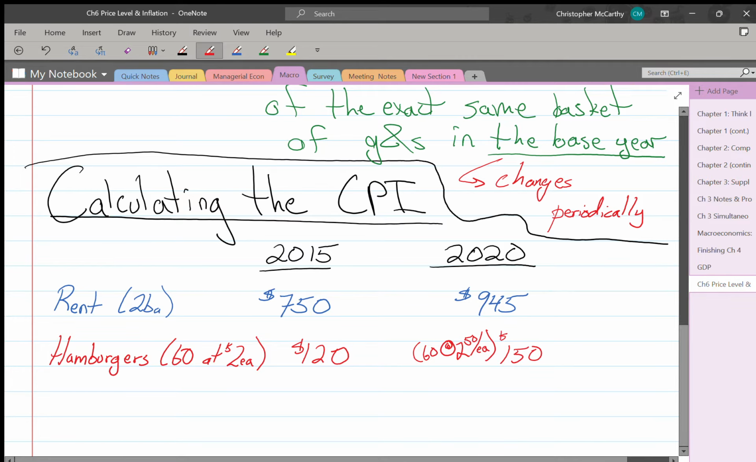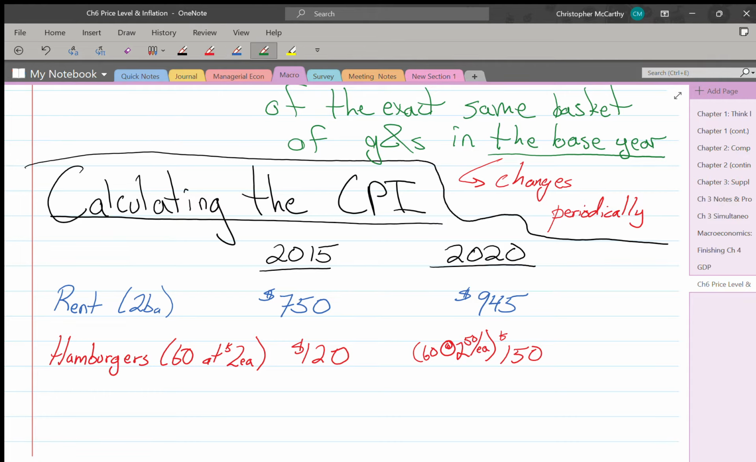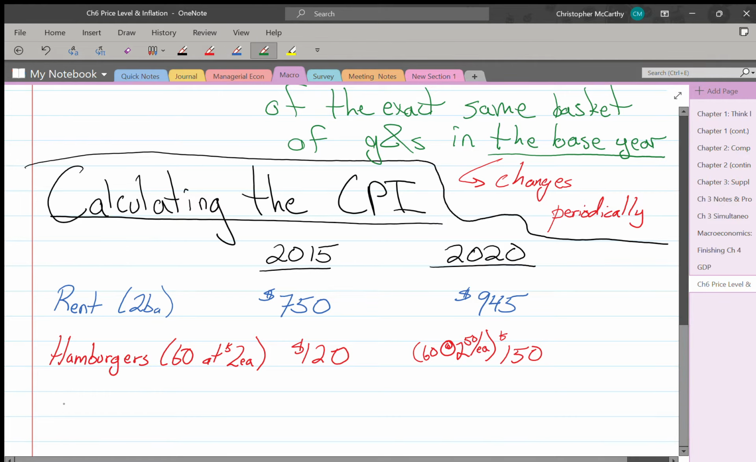Fundamental math stuff. Then we're going to have a certain amount of monthly movie tickets that we're assuming that people are purchasing. So we're going to say 10 of them. And in 2015, they were $6 a pop. Gives us $60. In 2020, we've got 10 of them at $7. So that's going to give us what? $70.